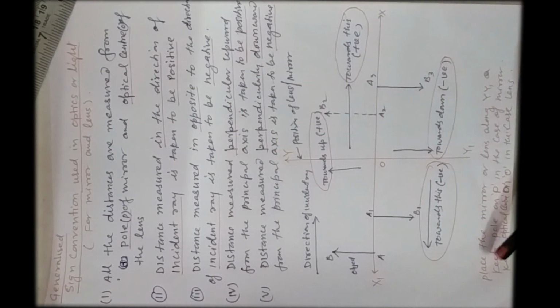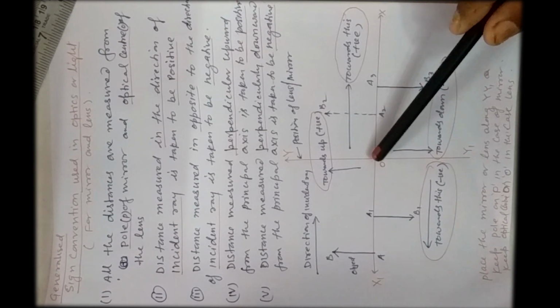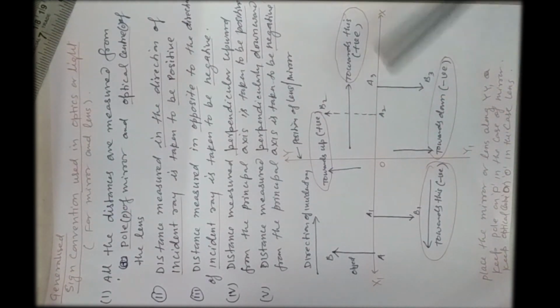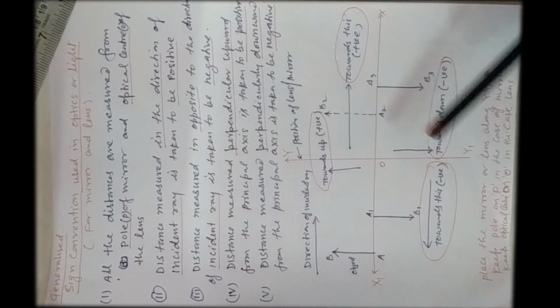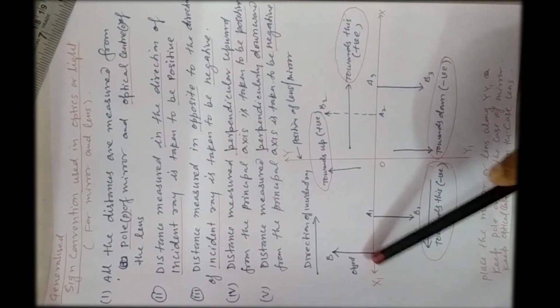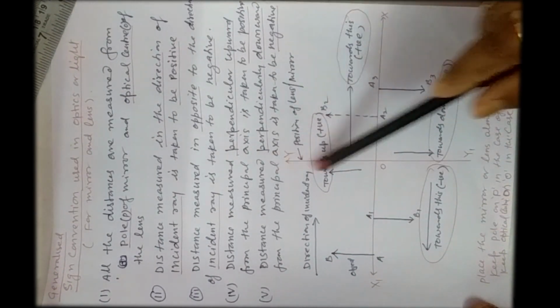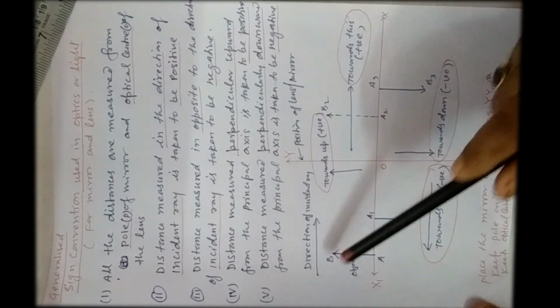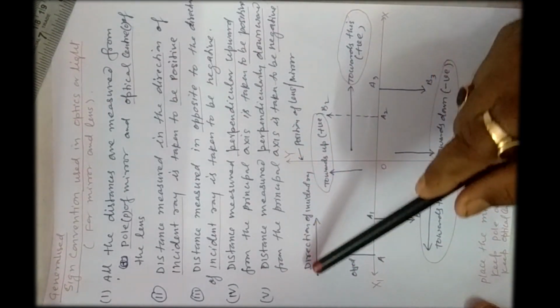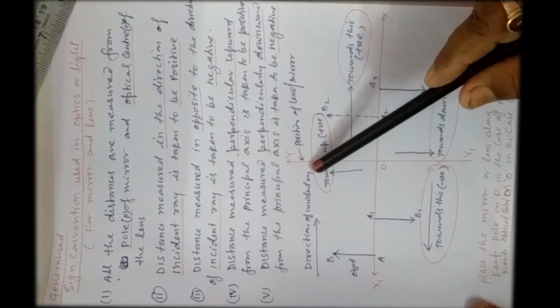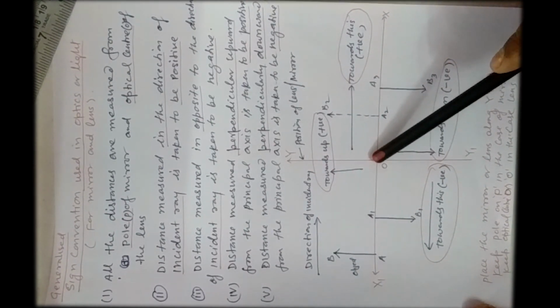If it is a lens, then its optical center will be at O, and if it is a mirror, then its pole will be at O. Now this AB is the object, so all the light rays will come from AB to this y1. Therefore the direction of the incident ray will be like this, and you have to measure from O.